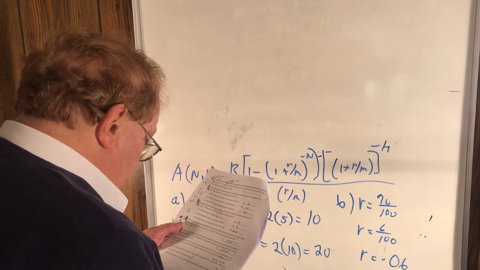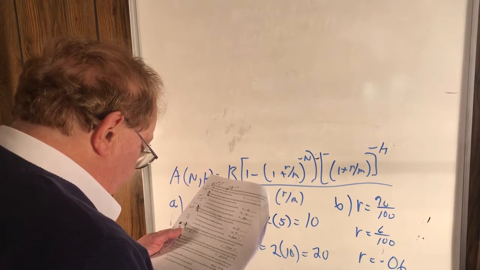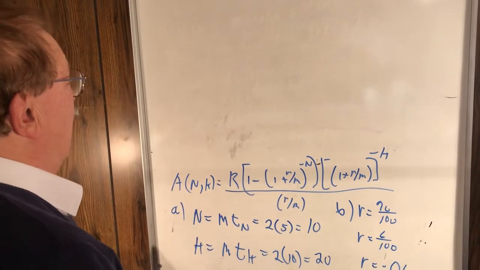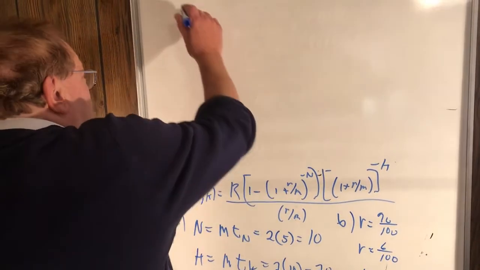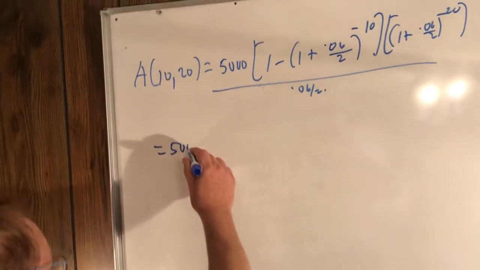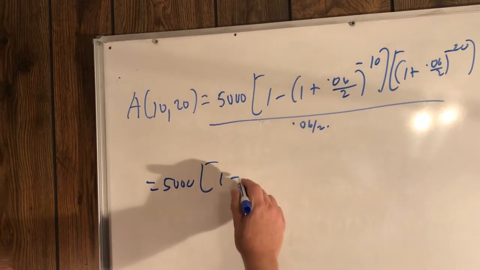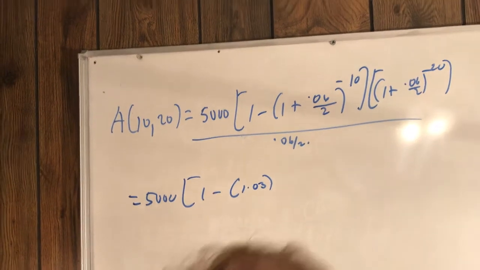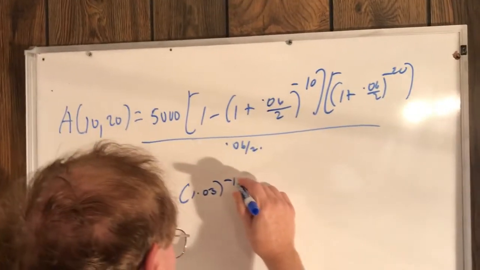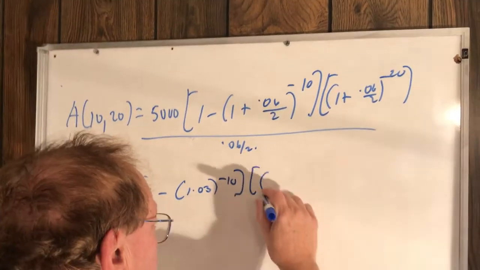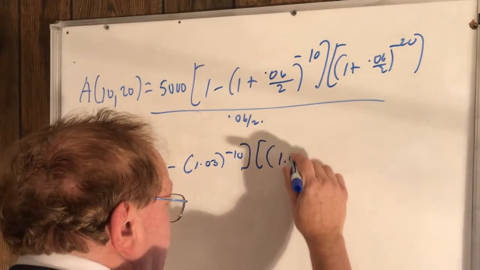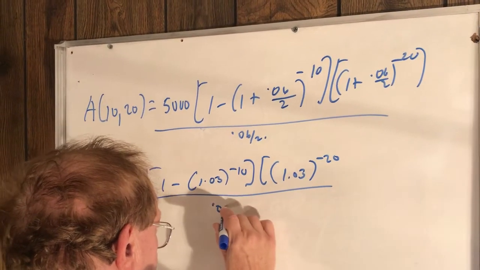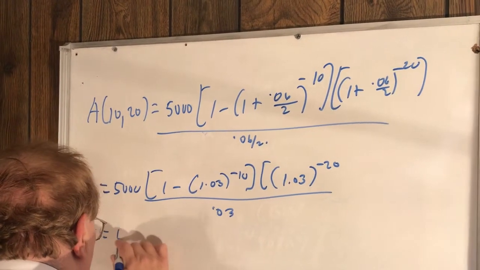All right, so find the number of payment periods, find the present value of the annuity. That's the present value. So this is 5,000 times 1 minus 1.03 to the minus 10, times 1.03 to the minus 20, divided by 0.03.